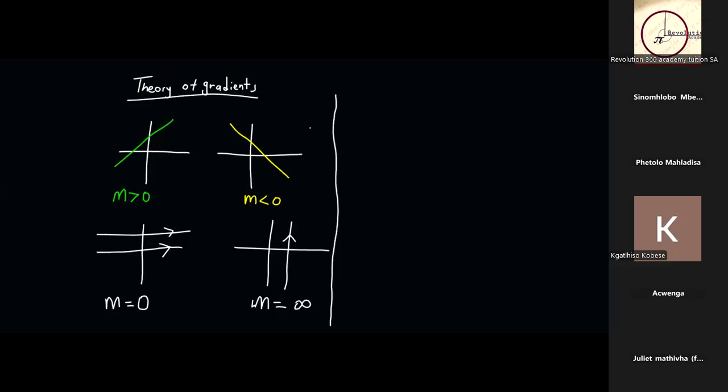graphs, which are represented by this. Y is equal to ax cubed plus bx squared plus cx plus d. This is a Mother graph or a Mother equation of a cubic function.